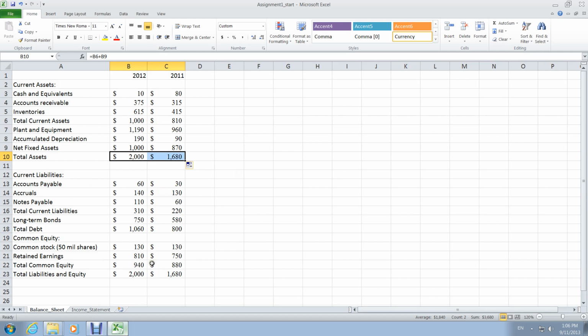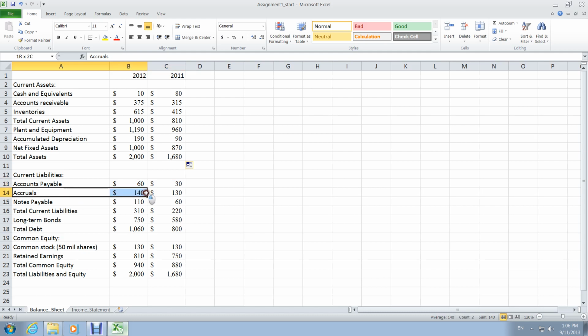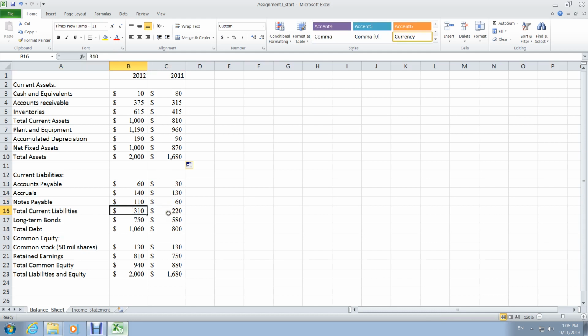Now let's work on the liability and equity parts. For accounts payable, nothing we could do about it. Accruals, no formulas. Notes payable, no formulas. But for total current liabilities, we could sum them all, and then drag it for the other year. Long-term bonds, we don't know where the long-term bond comes from, so just leave the number there. For the total debt, we add the short-term debt, which is our total current liabilities, to long-term debt. Okay, and then we drag it.